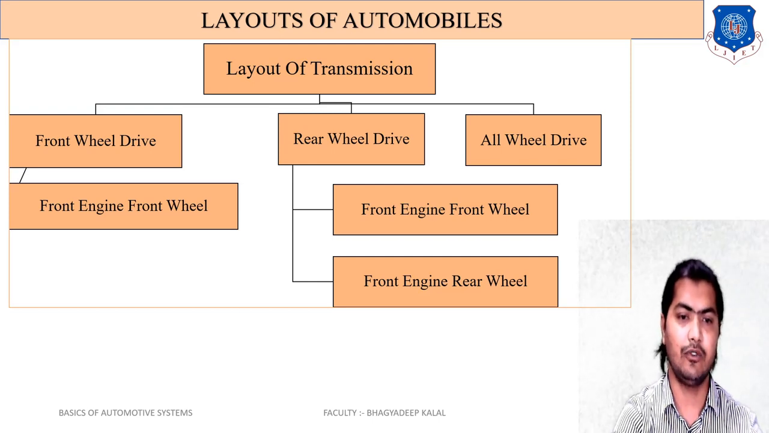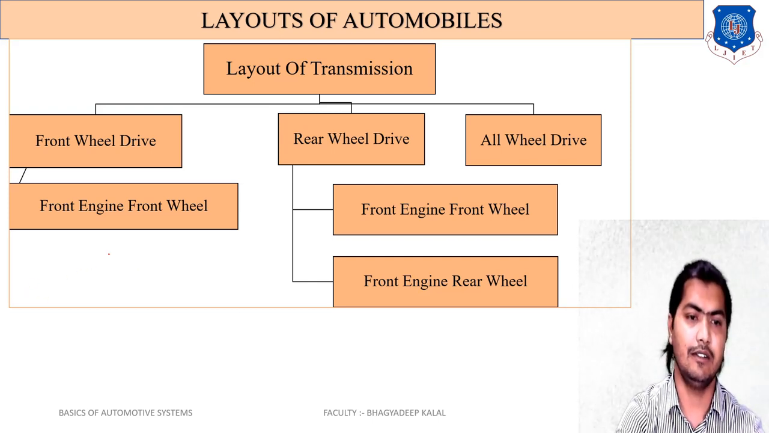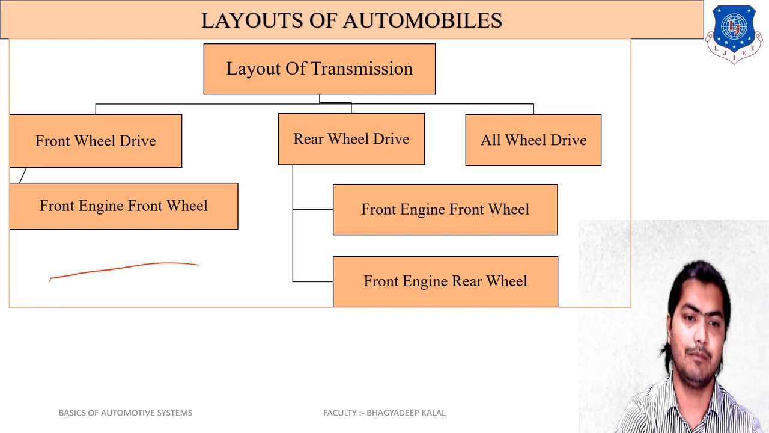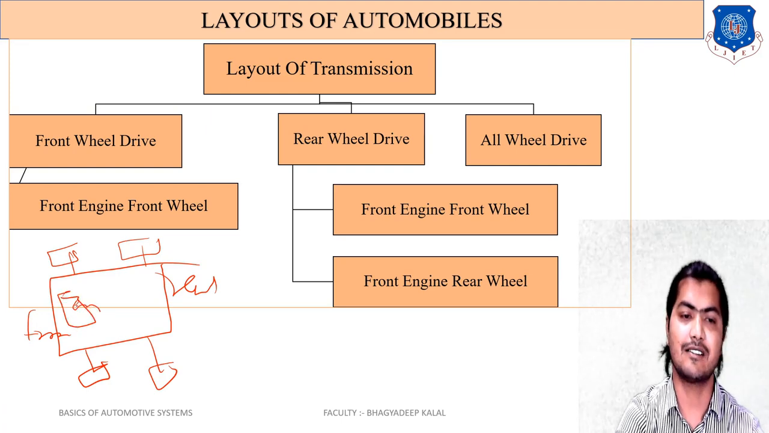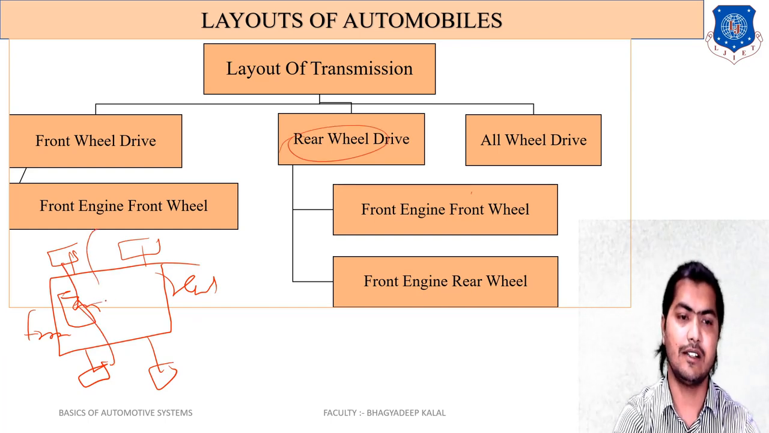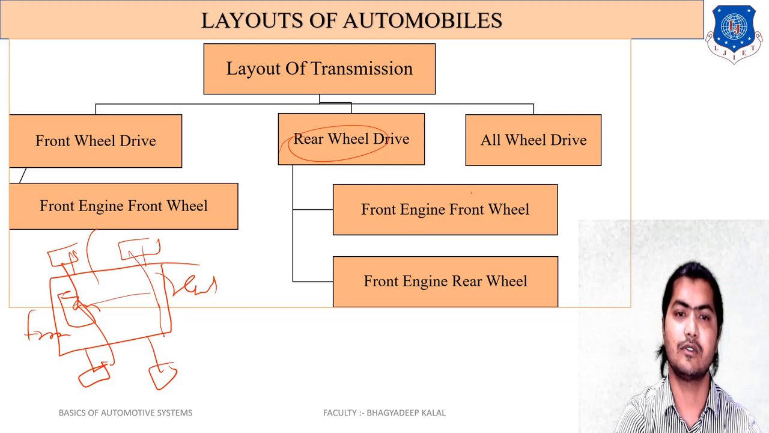In front wheel drive, what happens? The engine is at the front. If this is our vehicle with four wheels, this is the front side and this is our rear side. If the engine is placed here and power is transmitted to the front wheels, then it is called front wheel drive. Similarly, if the front engine's power is transmitted to the rear wheels, it is called rear wheel drive.